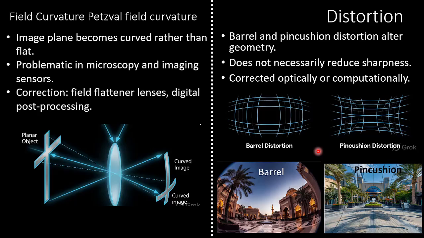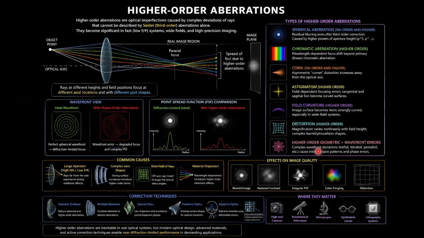Now, we'll cover a more advanced topic, but very briefly, that is called higher order aberration. So, even after correcting the major aberrations, small residual imperfections still remain. These are called higher order aberrations. They become important in large aperture optics, high numerical aperture microscopes, telescopes, and ophthalmic systems.